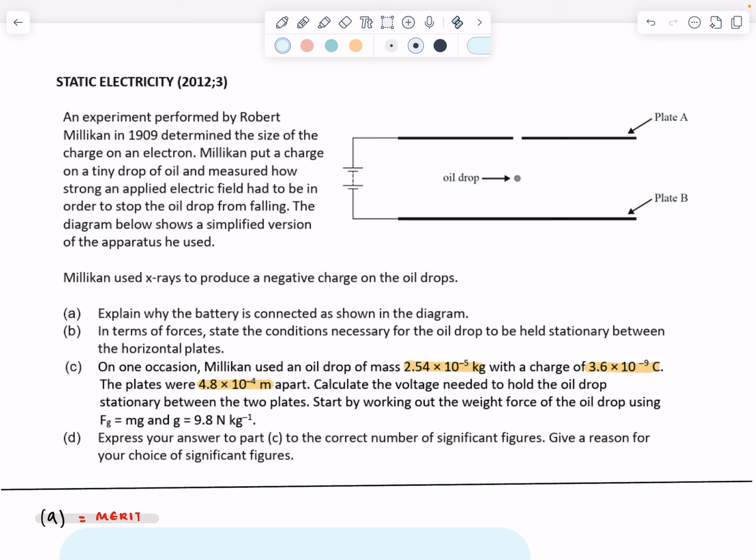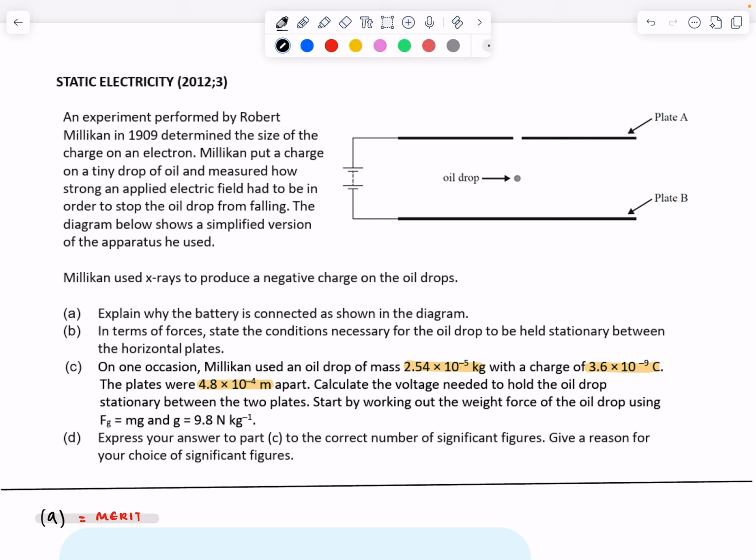This experiment performed by Robert Millikan in 1909 determined the size of the charge on an electron. Millikan put a charge on a tiny drop of oil and measured how strong an applied electric field had to be in order to stop the oil from falling. The diagram below shows a simplified version of the apparatus he used.